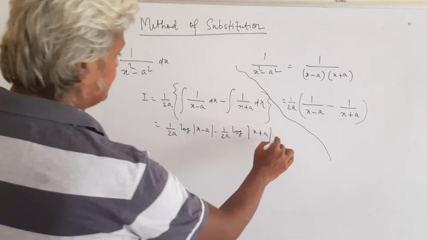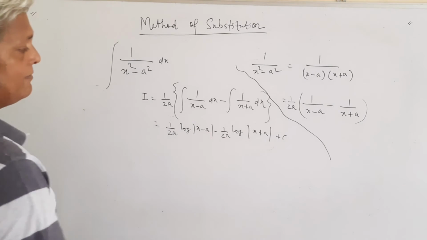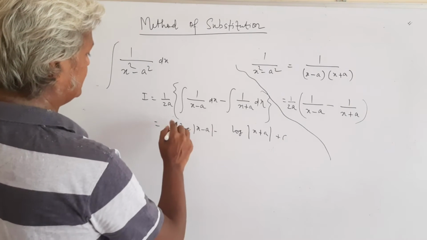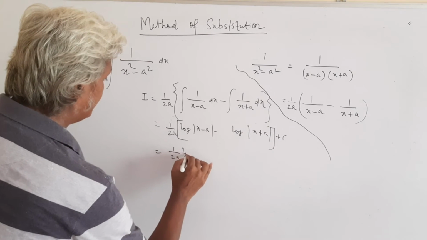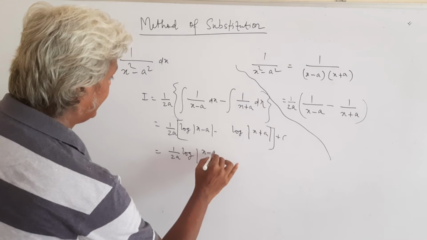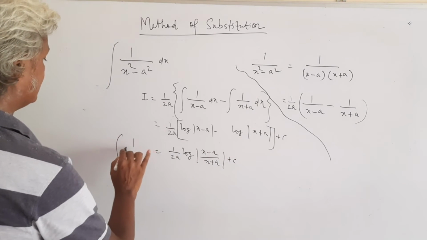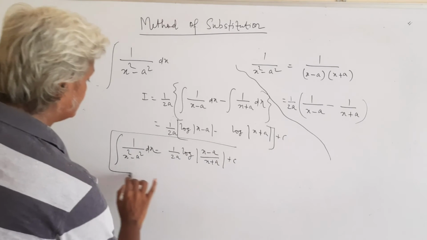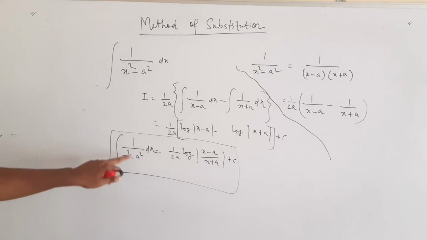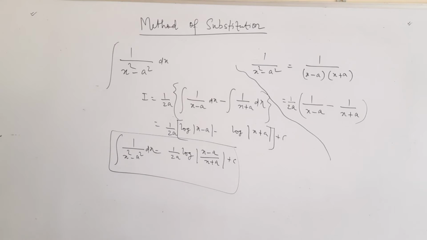Now you know that plus c is the constant of integration. You also know that log m minus log n is log m over n. So this is 1 by 2a log mod x minus a over x plus a plus c, and this is the integration of 1 over x square minus a square dx. So the integration of 1 over x square minus a square dx is 1 over 2a log mod x minus a over x plus a plus c. So this is the second prominent standard form.